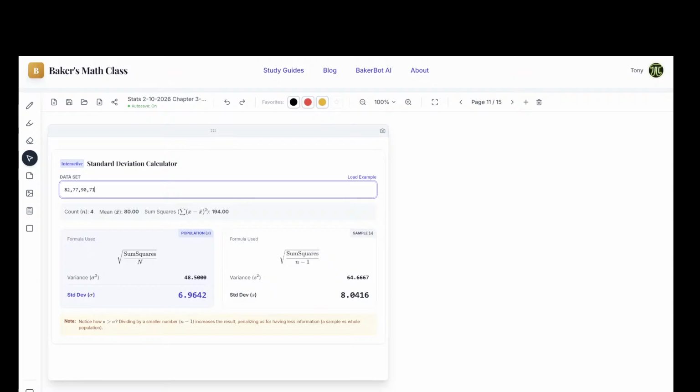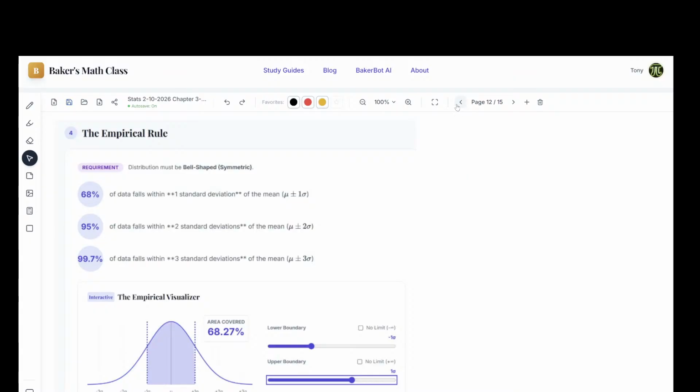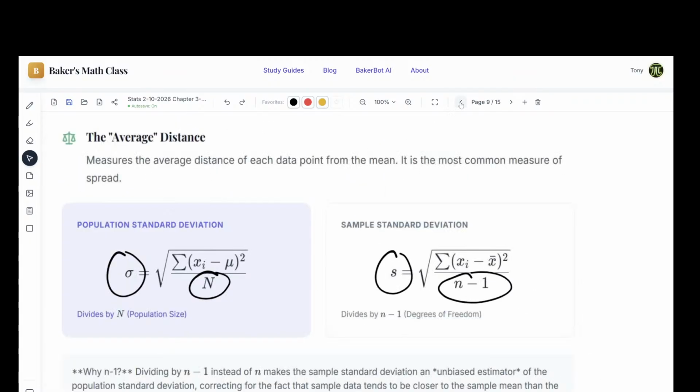Okay? What was my next slide? All right. Back to the formulas if you haven't written down the formulas.